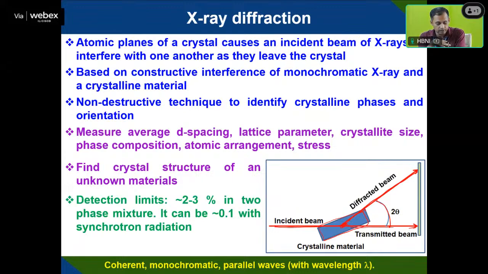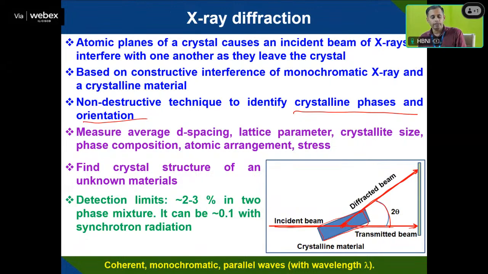X-ray diffraction is a non-destructive technique to identify the crystalline phase and the orientation of the materials. It mainly gives the d spacing and the lattice parameters a, b, c, and whether it's FCC, BCC or SCP can be identified. You can identify the crystallite size, phase composition, even atomic arrangements, and the stress or strain built up in the material, which may be due to defects or doping. Whatever stress is generated, you can also measure.